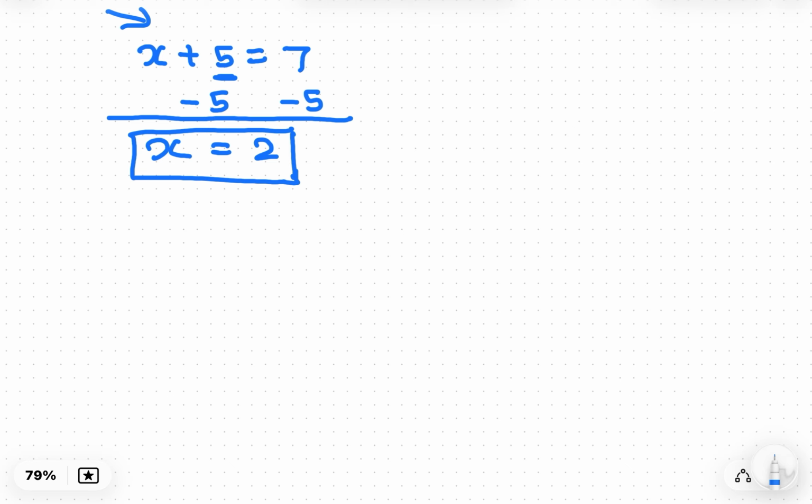When you see something is added, you need to subtract it. But when you see something is already subtracted, then add the same amount to both sides. You need to do the same action on both sides.